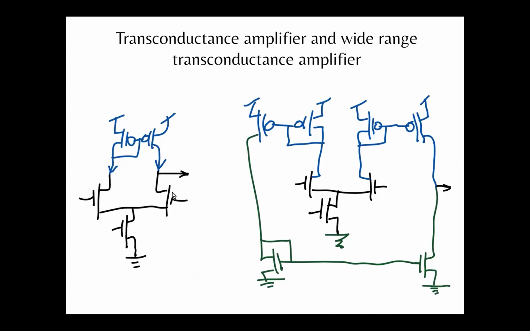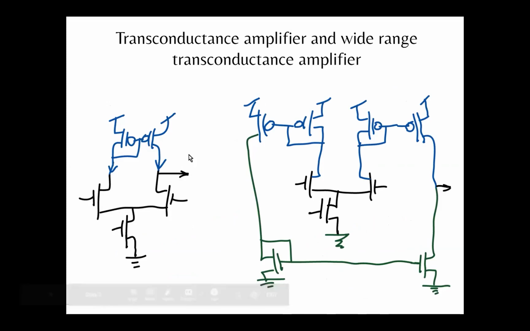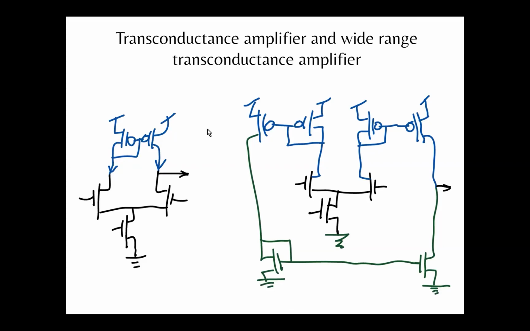And now we have a transconductance amplifier, and here's the wide range transconductance amplifier. And you see these pieces of the circuit are composed from what you saw in the previous slides. For example, here you see a differential pair, which is highlighted in black. And then you see the current mirror at the top. So this is the PFET current mirror.